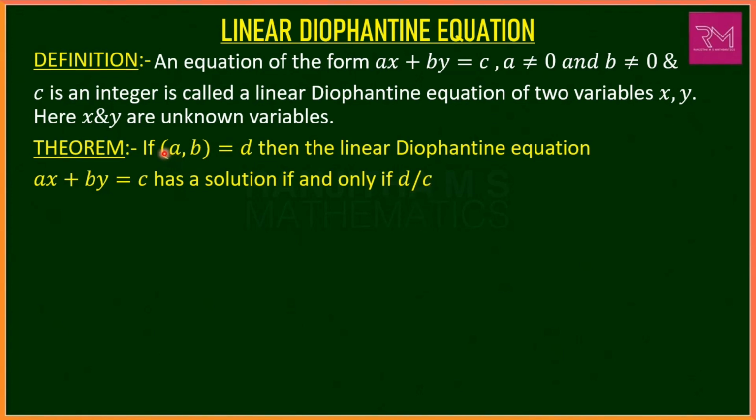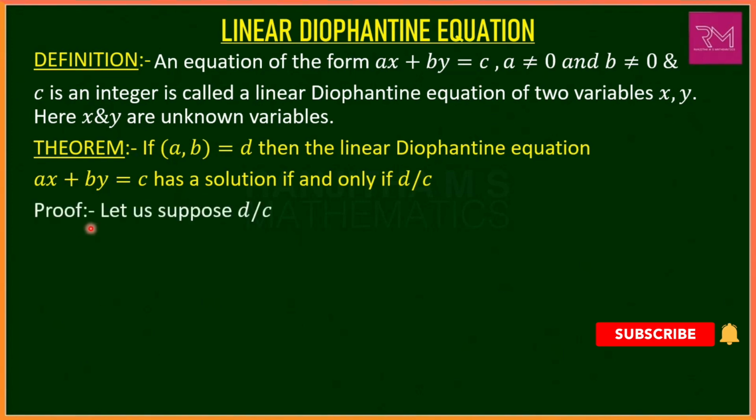Here, with the condition GCD(a, b) = d, we have to show that the linear Diophantine equation ax + by = c has a solution if and only if d divides c. The condition if and only if means we have to prove this statement in both directions. That is, if the linear Diophantine equation has a solution, we have to prove that d divides c, as well as if d divides c, we have to show that the equation ax + by = c has a solution. Let's see how to prove this theorem.